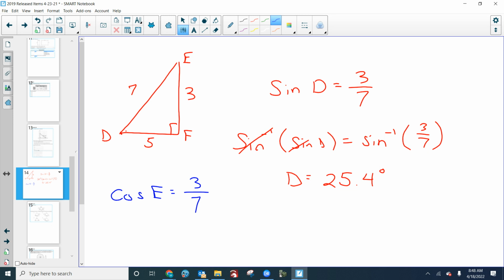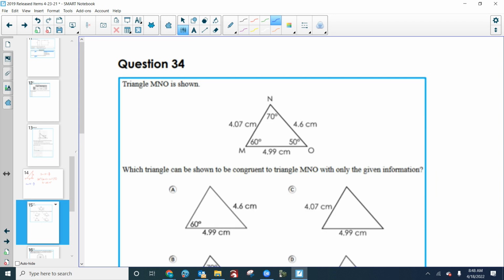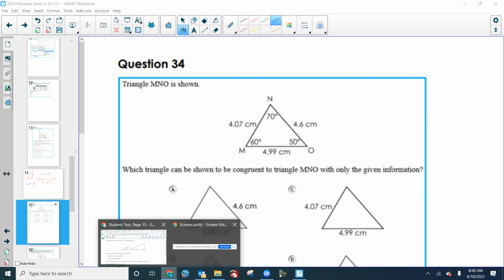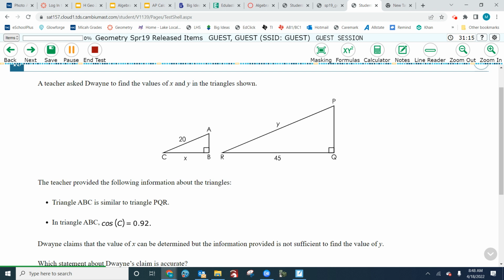To be continued. All right, for this one. First of all, they're similar. Similar, you should be thinking same shape, different size. Proportional. Angles are all the same. Sides are proportional. So if they're similar, there must be some ratio.